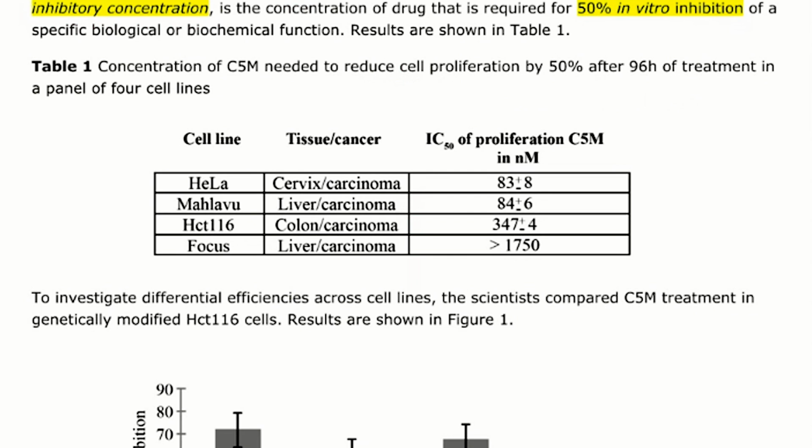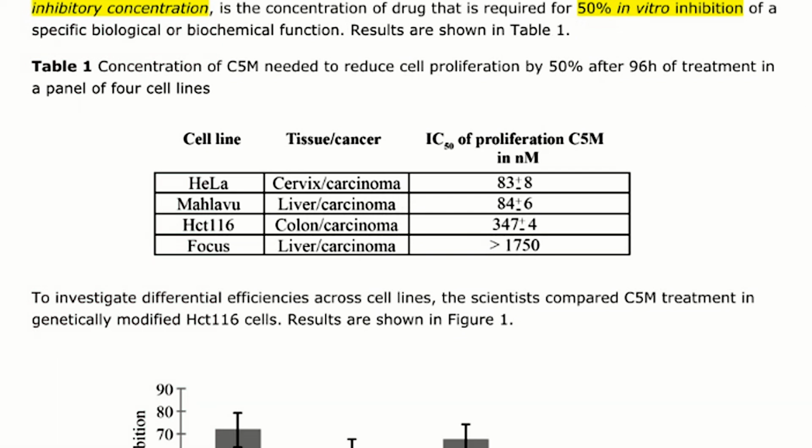So I don't really need to know anything about those 4 cell lines. I just need to know that in that cell line column, I see HeLa, Malavu, HCT116, and Focus. I don't need to freak out about those abbreviations. Maybe I know some of them, maybe I don't. The point is that they're different cell lines. Great. Different cell lines, different kinds of tissues and cancers.